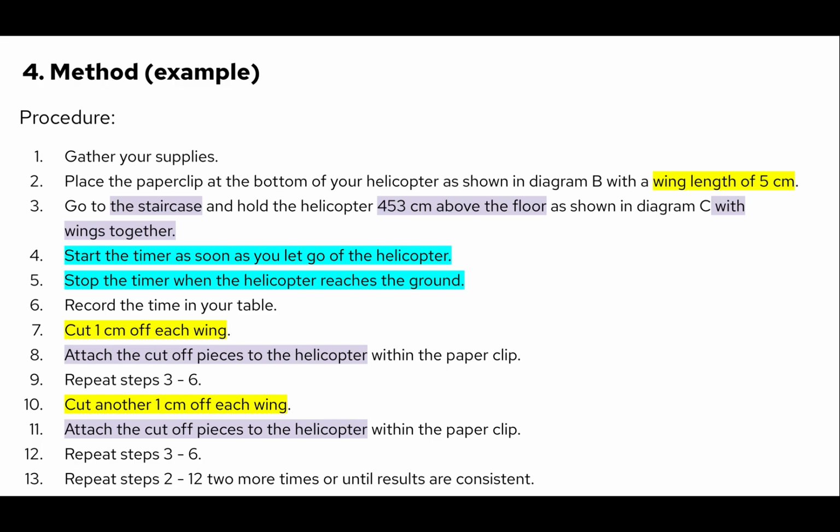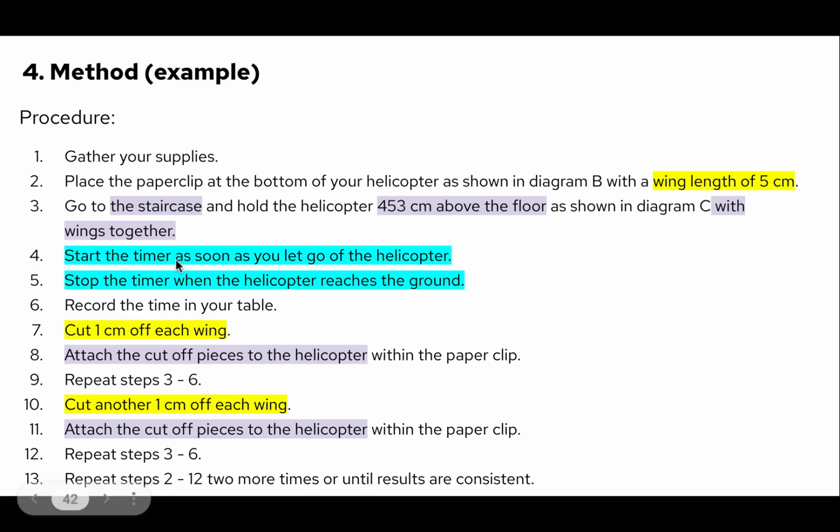And from the previous video, I had said that anything that's highlighted in yellow is going to be my independent variable. So the wing length of 5 centimeters is my independent variable. Step 3, go to the staircase and hold the helicopter 453 centimeters above the floor as shown in diagram C with wings together. For this, you'll notice I have 3 things highlighted in purple. I have the staircase, the height as 453 centimeters, and the wings together. The purple is my control variables. Again, that comes from video 1. So you can see we have 3 control variables here.